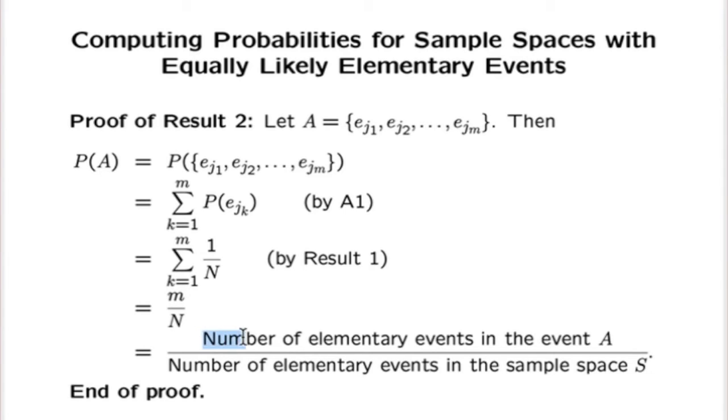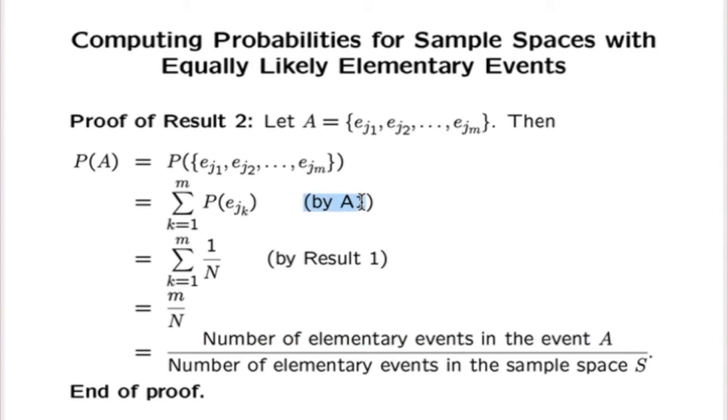Now notice that this lowercase m is the number of elementary events in the event A. And capital N is the number of elementary events in the sample space. And so the probability of the event A, when the elementary events are equally likely, will always be equal to the number of elementary events in the event of interest divided by the number of elementary events comprising the sample space. Okay, and so that is the end of the proof.